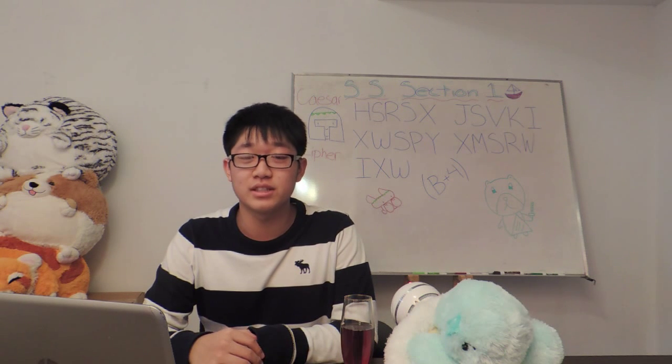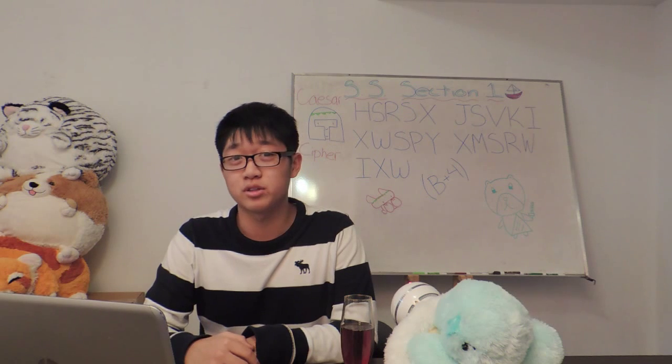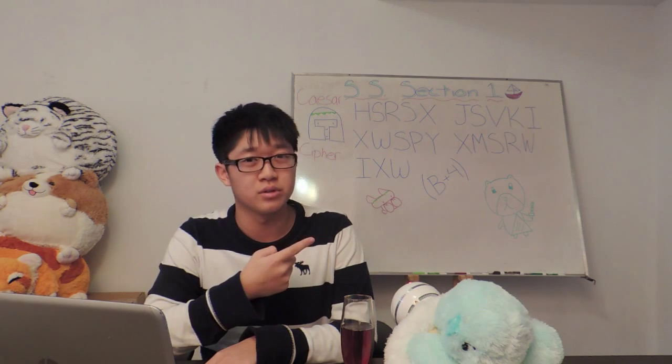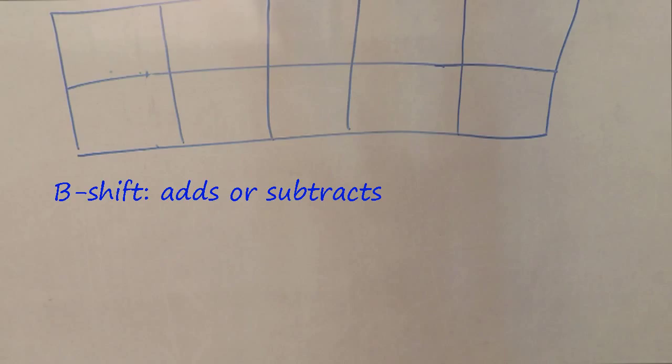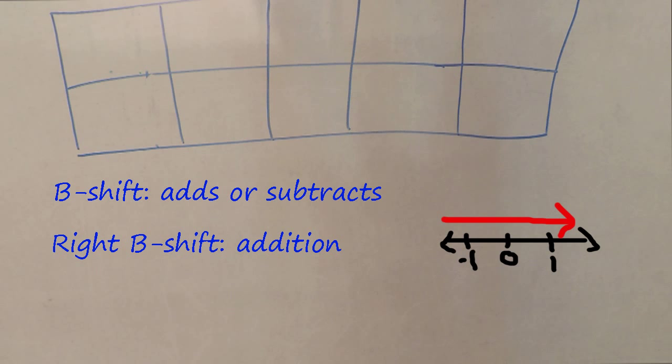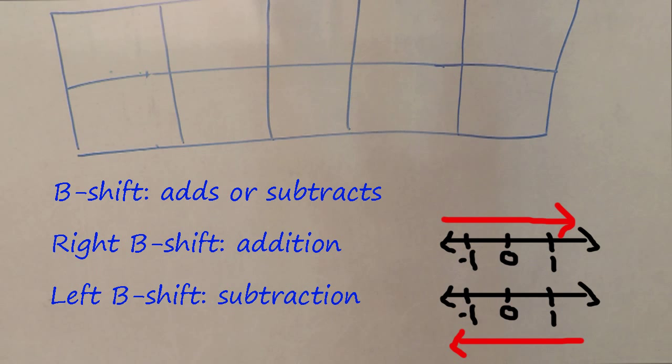After using it to convert your messages to numbers, you can apply a B shift or an A multiplier. Now let's go over the doodle board to find out what those are. A B shift value is a number that you add or subtract to a numerical message. A right B shift would be addition because you are moving to the right on the number line. A left B shift would be subtraction because it would move to the left.